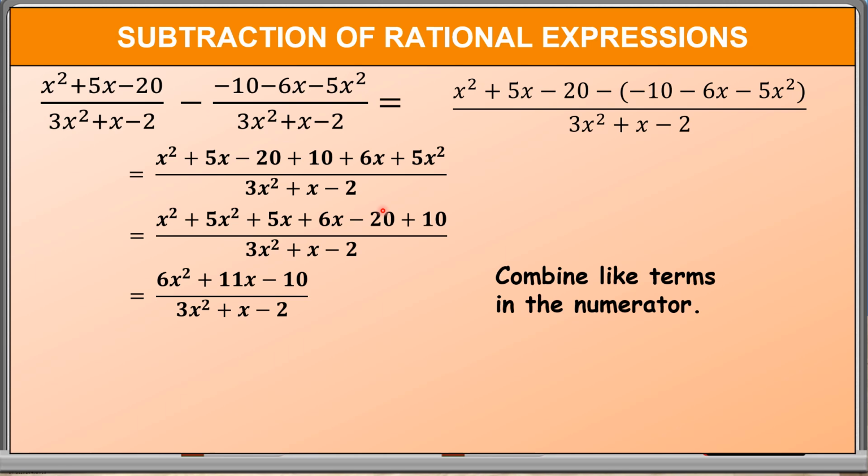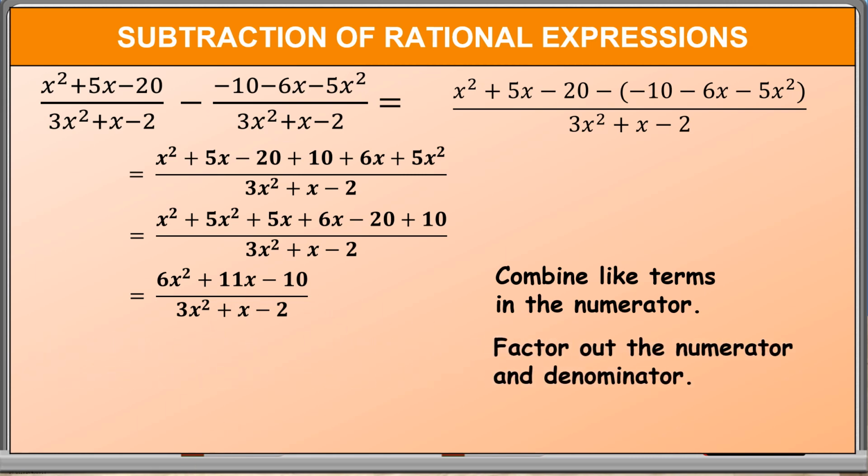When we say like terms, dapat meron tayong common letter or variable and of course, the power or the exponent. And of course, simplify po natin. To minus 20 plus 10, i-simplify natin yon. So, this will give you negative 20 plus 10, this will give you negative 10. And just copy the common denominator na 3x squared plus x minus 2.